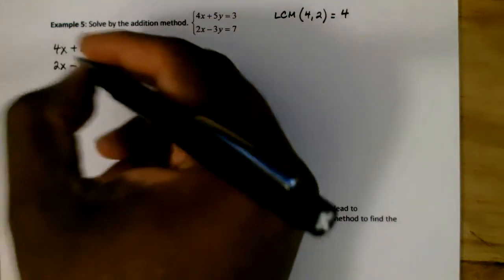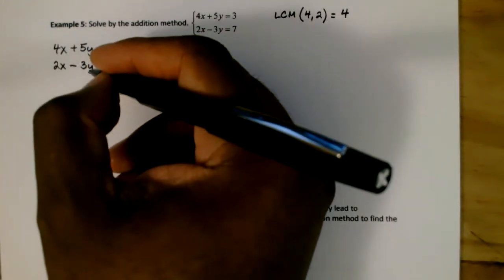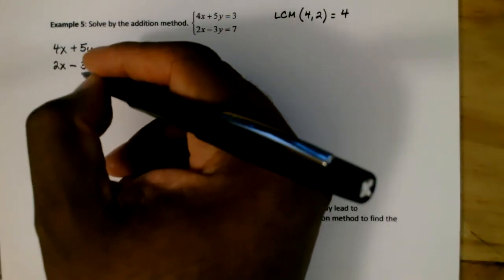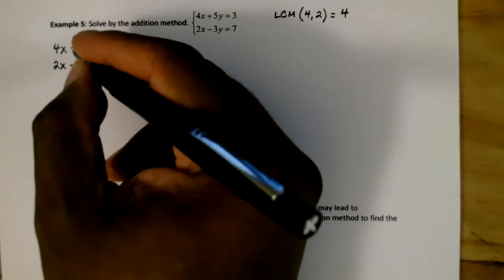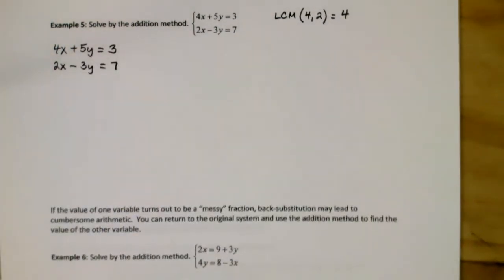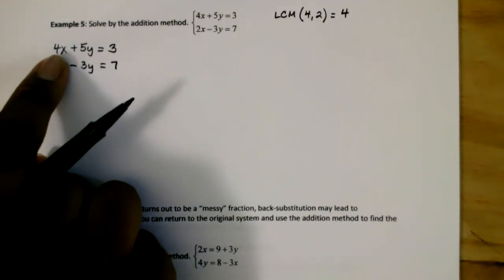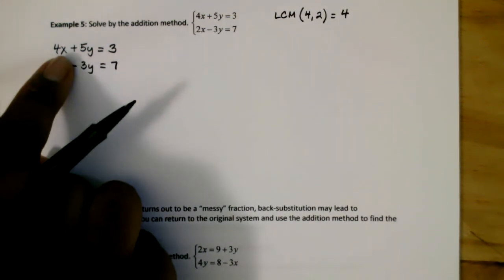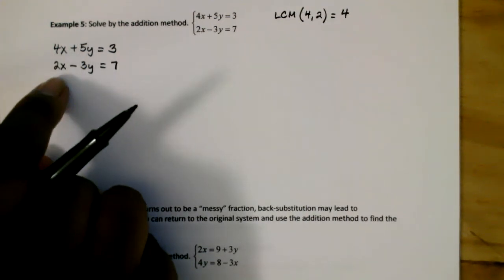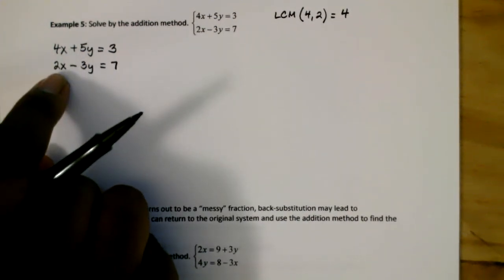Now you could have used the 5 and the 3 as those coefficients of y, because there's a plus sign and a minus sign. But I'm going to show you why I did that. Because notice I got a 4 in front of the x. So I don't need to multiply this top equation. However, I need to multiply this bottom equation.